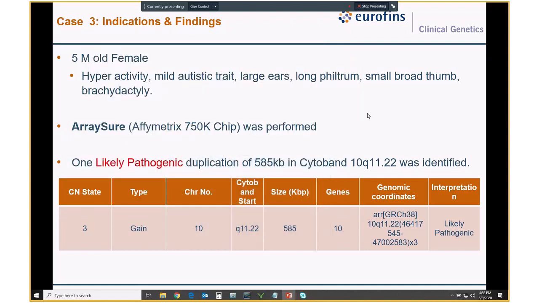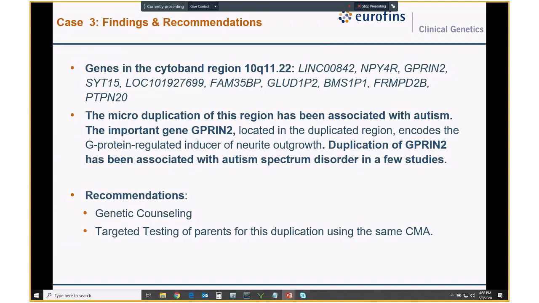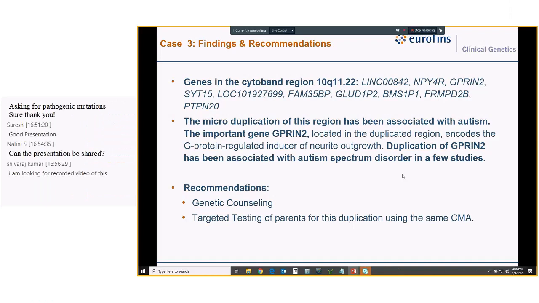So here you have a likely pathogenic variant, and again, similar to that case of the two siblings which I talked about earlier. But just because there's a duplication, we don't directly correlate that. If you see, the GPRIN2 gene is located there and it is associated with the ASD spectrum. So again, all these reports are given after discussion with the doctor, and very often we have a lot of follow-up.